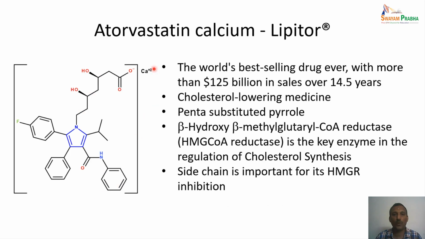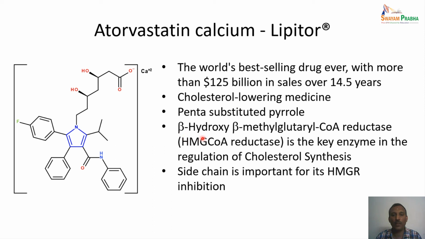And the next compound, atorvastatin calcium or Lipitor, is a blockbuster drug, and this was the world's best selling drug ever, with more than $125 billion of sales over 14.5 years. This is marketed by the company named Pfizer. This drug is basically a cholesterol lowering medicine. It has a penta-substituted pyrrole. If you look at the central point, this is the penta-substituted pyrrole unit, which is the crucial part for this drug, and this drug is generally used to reduce cholesterol.